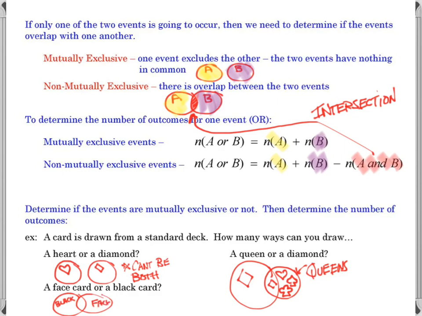A face card or a black card, right? There are black face cards, and so we'd want to get rid of the overlap. We wouldn't want to count those twice. So like the Jack of Spades wouldn't get counted as a black card and a face card because it's both. So we would take those off.